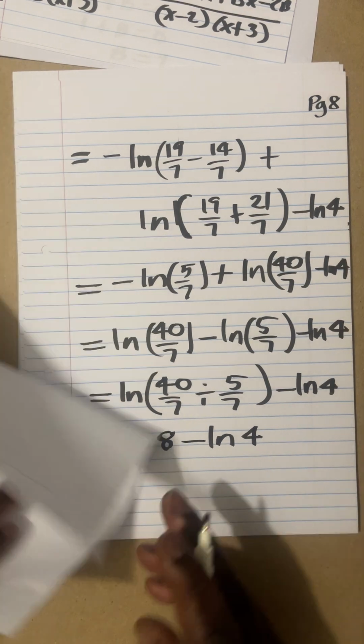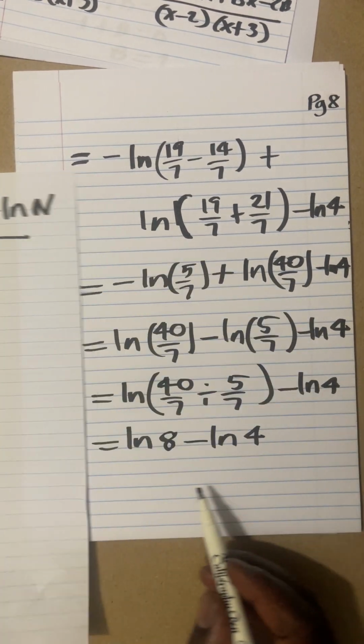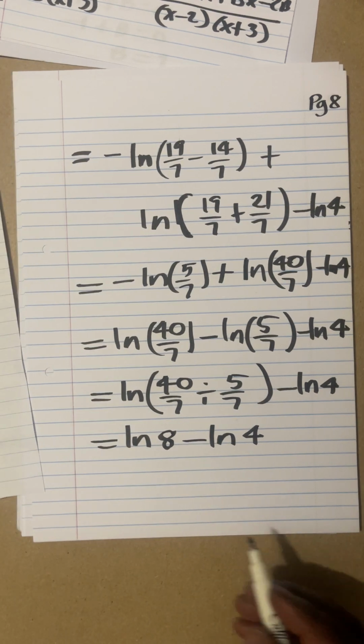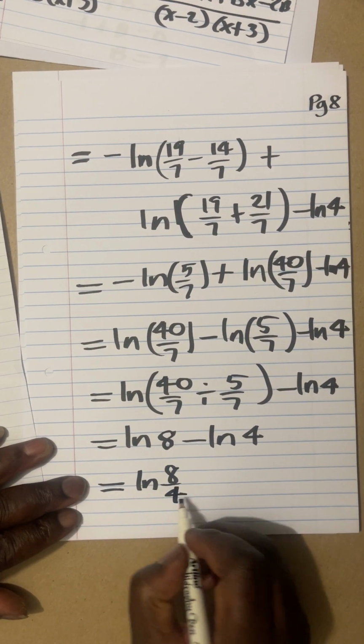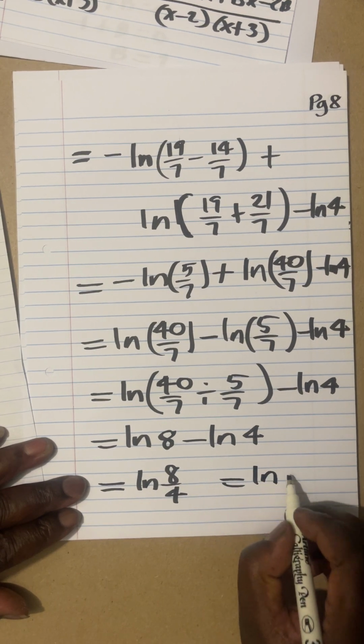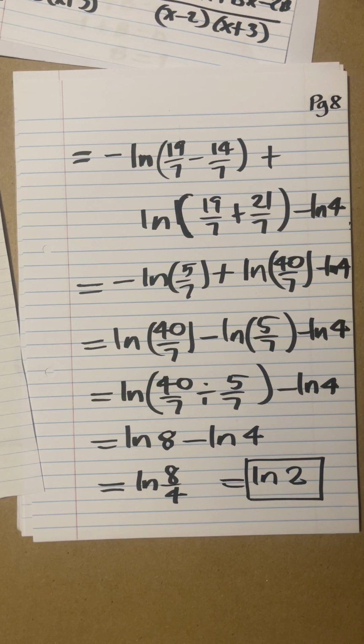Applying this law again, you're back in that form. This one here, it means 8 and 4 would divide. So this is going to be natural log of 8 over 4. And our final answer is natural log of 2. That's the final answer to our second integral.